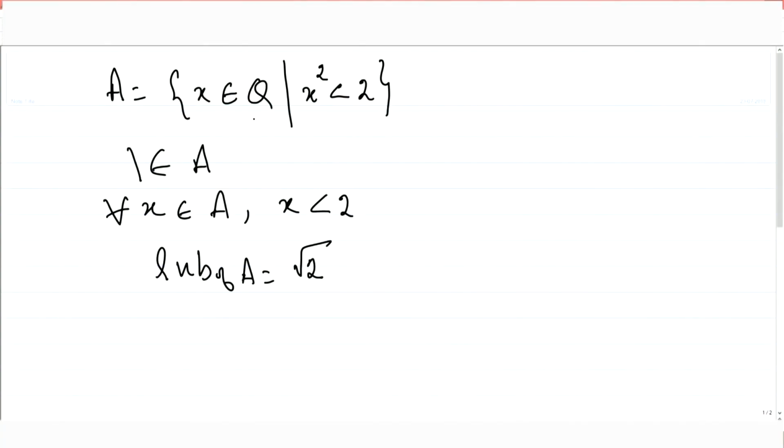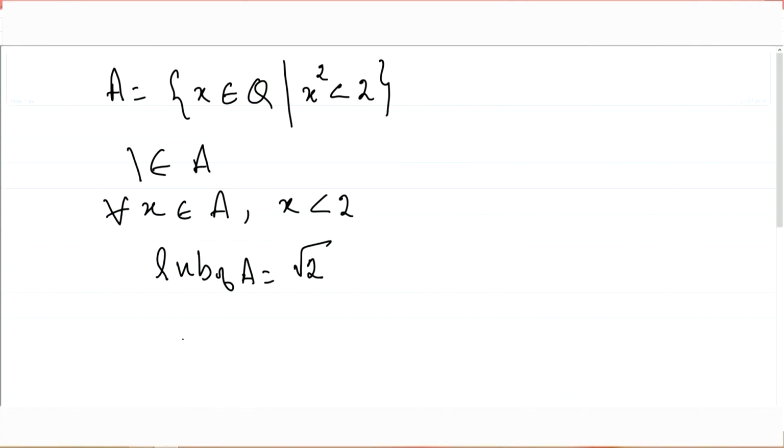Yes, root 2 is the least upper bound of this set A. You are perfectly right. So, you also note that the set of rationals Q does not have this property. Root 2 is not a rational number, namely Q does not have the supremum property. Is that clear? Yes, ma'am. So, now I have given enough clues for you to continue on this problem.